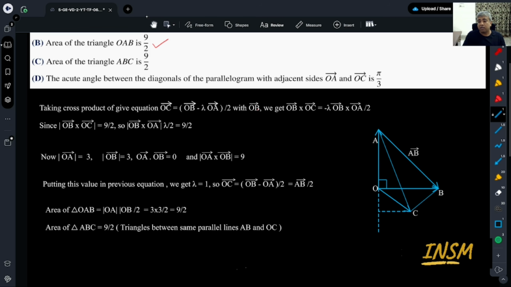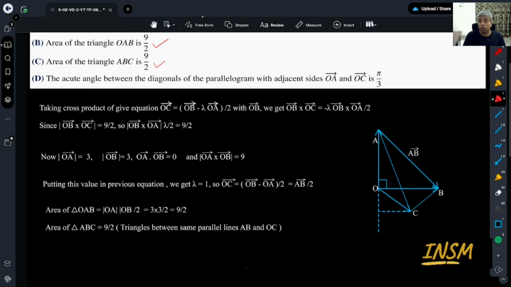Now you can see that AB and OC are parallel, and both triangles have the same base AB. So the area of triangle ABC would be equal to the area of triangle OAB, because these are triangles between the same parallels and on the same base. The base of both is AB, and AB and OC are parallel, as we saw just now. So the area of triangle ABC will also be the same, 9 by 2.